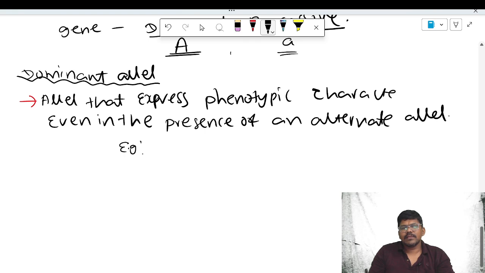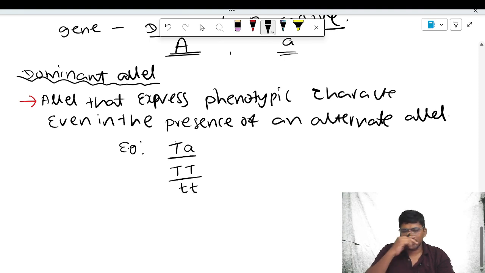Example: there is an organism which contains two alleles, one dominant allele and one recessive allele. Then there is another organism which contains two alleles, both dominant. There is one organism which contains two recessive alleles. Here, the gene which I have given as an example will maintain the height.